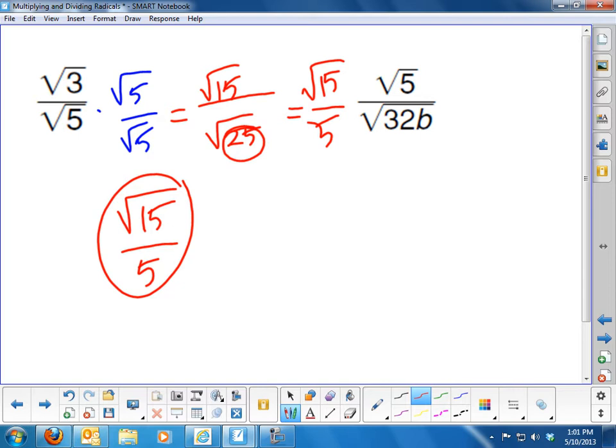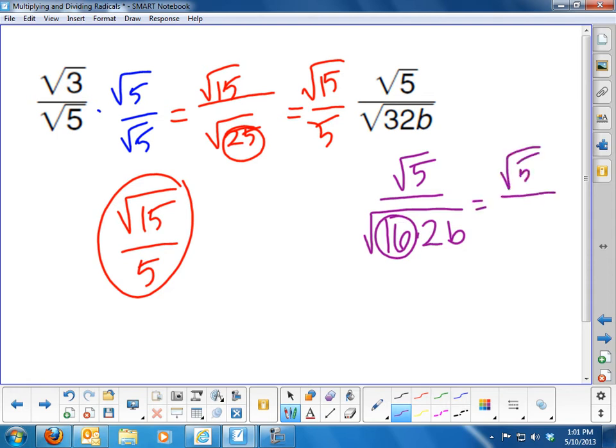I need to think, how can I get rid of that square root symbol? The easiest thing to do is to simplify the square root of 32b first before you try and get rid of that square root symbol. So I'm going to leave the square root of 5 the way it is. It can't be simplified anymore. But let's simplify the square root of 32b. What perfect square goes into 32? Well, we have 16 times 2b. 16 is a perfect square, so I circle that, and I end up with the square root of 5 in the top, and then 4 square roots of 2b on the bottom.